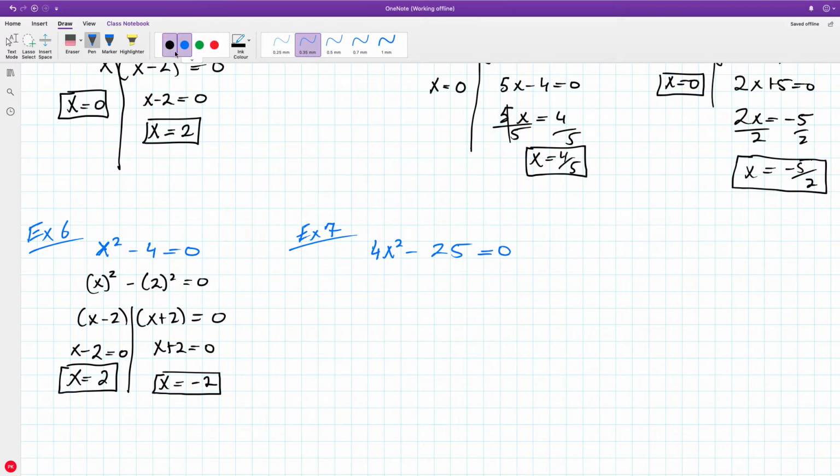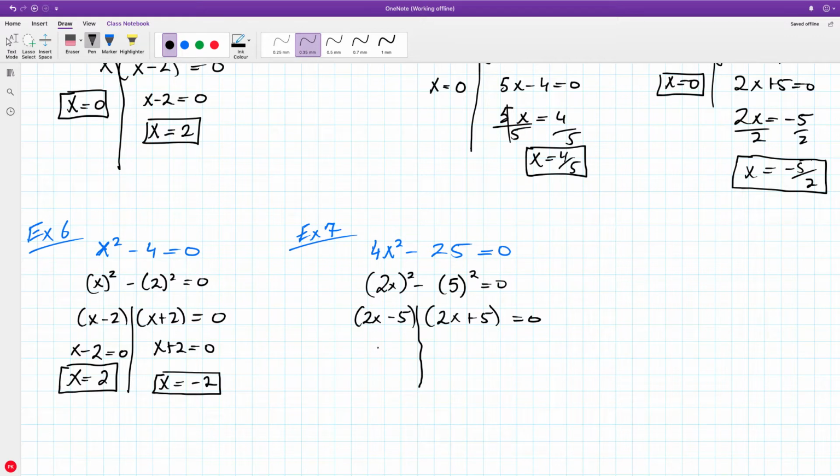Right. Julianne, what number squared will give me 4x squared? 2x to be squared. Good stuff. Grace, what number squared will give me 25? 5. 5 squared will give me 25. Julianne, what's my bracket going to be then? Good stuff. You just take the 2 and put a minus in it the first time and a plus in it the second time. Line down the middle.